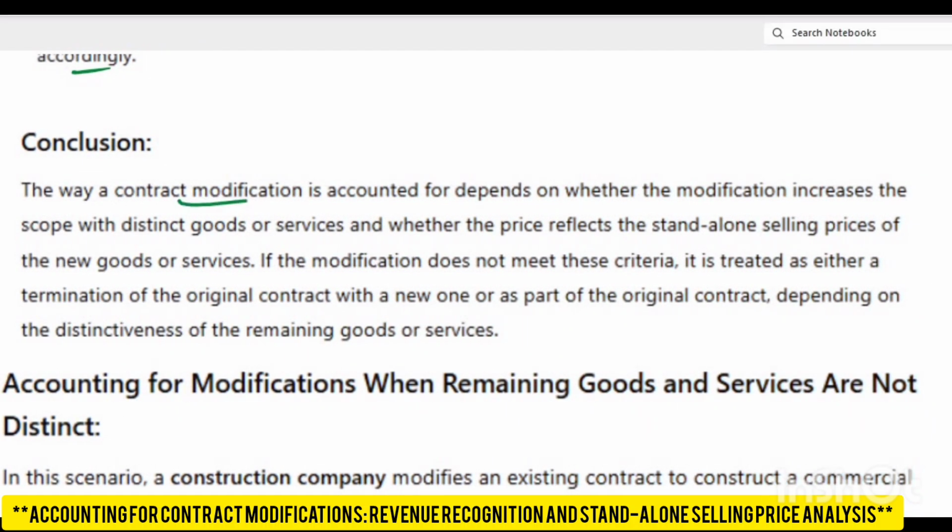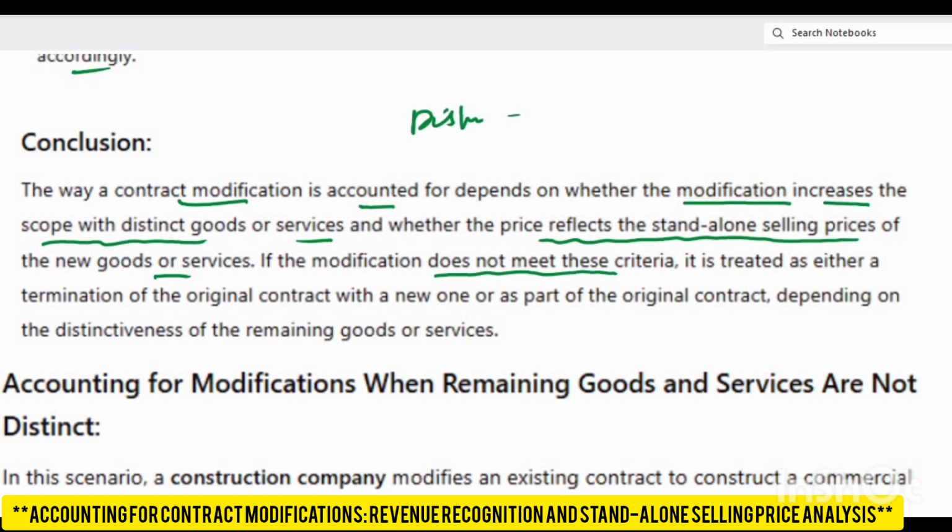way a contract modification is accounted for depends on whether the modification increases scope with distinct goods or services, or whether the price reflects the stand-alone selling prices of the new goods or services. So if the modification does not meet these criteria, meaning the goods or services are not distinct and the price does not reflect the standalone selling prices, then you will treat that modification either as a termination of the original contract or as a part of the original contract.